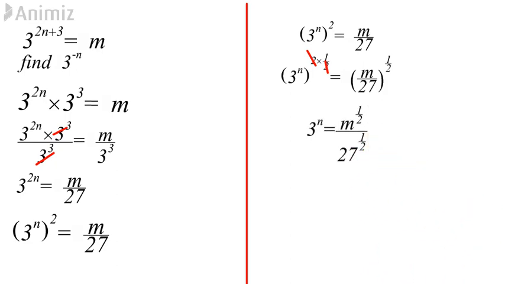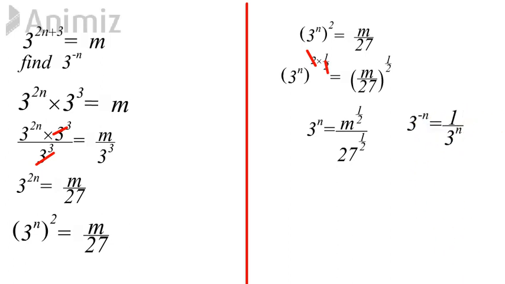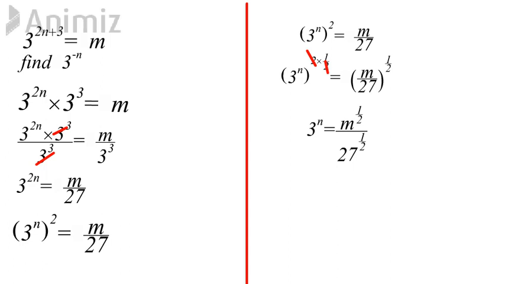Right. Someone will ask, how do we get 3 exponents minus n from this type of equation? Note, 3 exponent minus n is in an inverse form, which means it can be written in the form of 1 over 3 power n. So which means we have to find 1 over 3 to the n from this equation. This is how we are going to do it. So in an equation, anything you do on one side, you do the same thing on the other side.